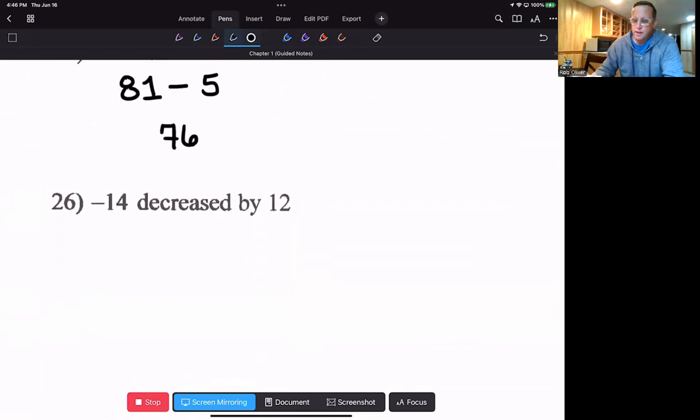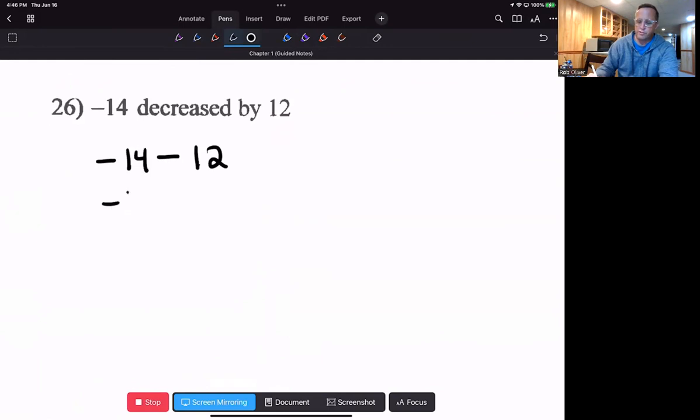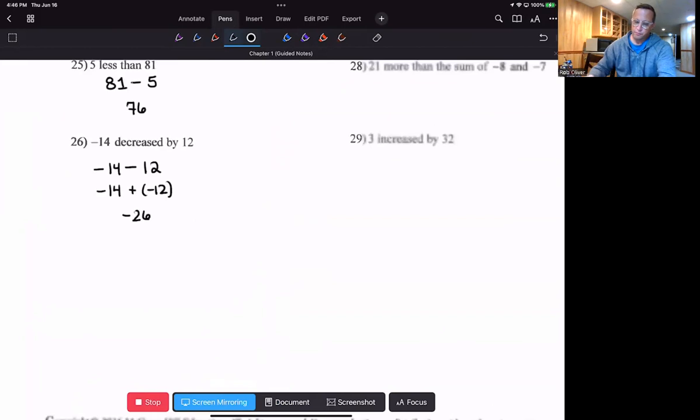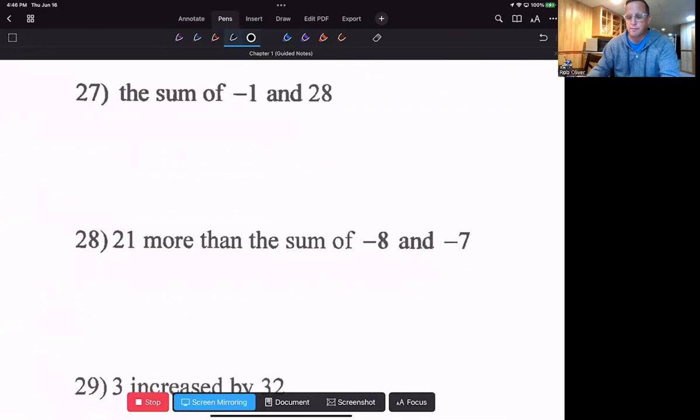All right, -14 decreased by 12. Nothing really tricky about this. Decreased is just a word telling you to subtract or negate. So -14 minus 12. If you think of that as addition, -14 plus -12, that makes -26.